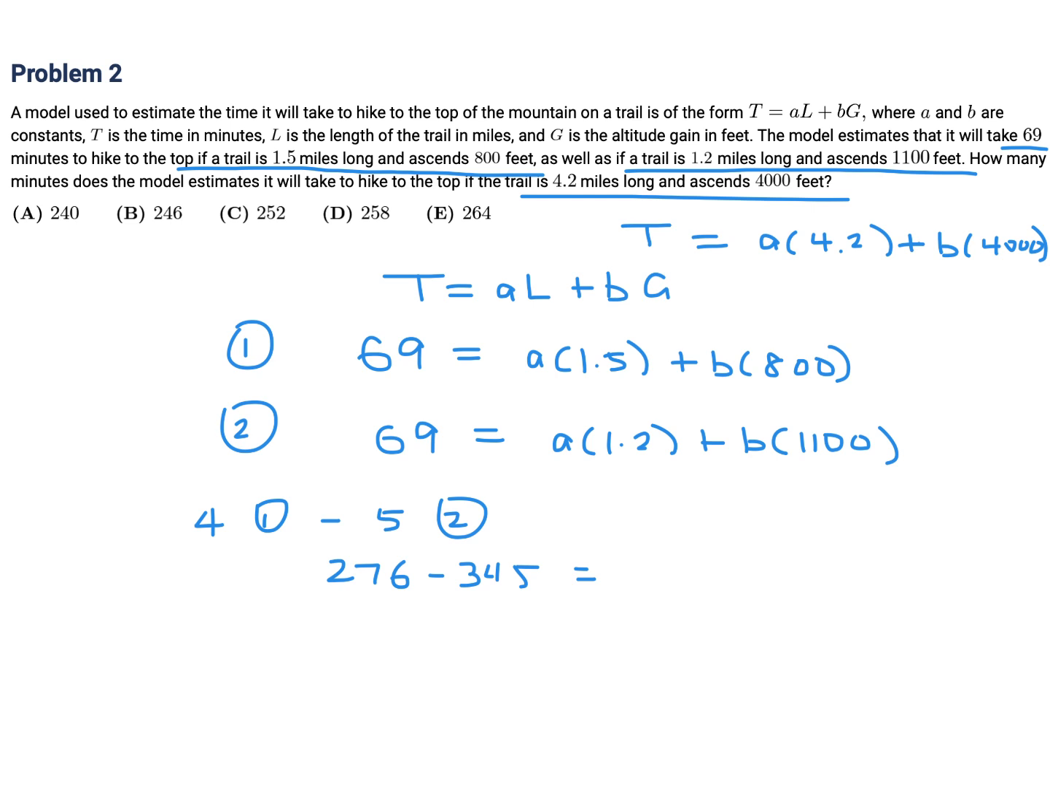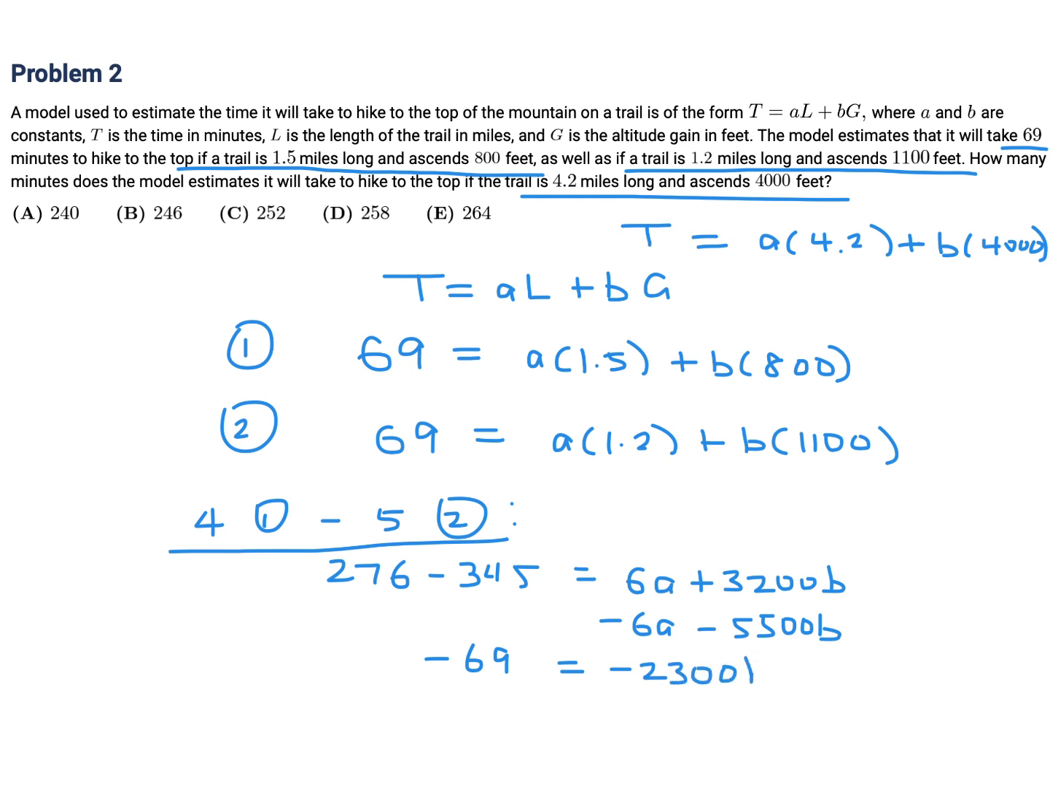That will give me, let me think about this, 6A plus 3200B minus 6A minus 5500B. And then that would mean minus 69 is equal to the... I'm intentionally doing this to ensure that one of those variables cancels. And that's minus, hold on here. What did I do? Sorry, there's one more zero. Good thing I caught that. 2300B, and then B becomes 0.03.